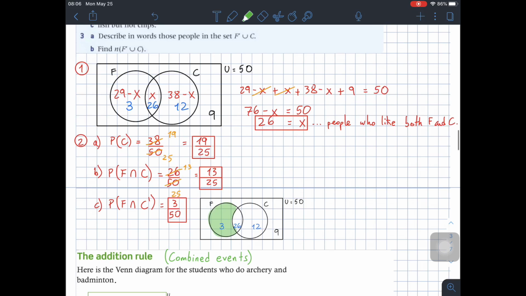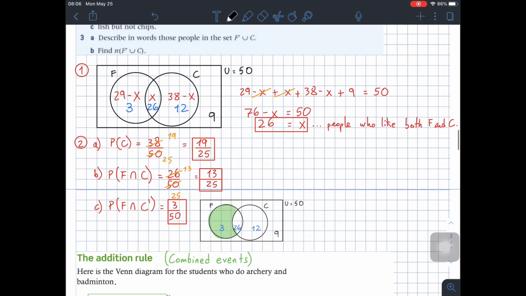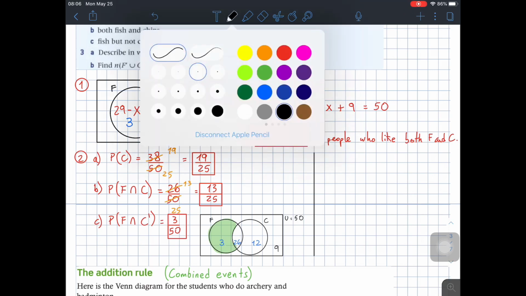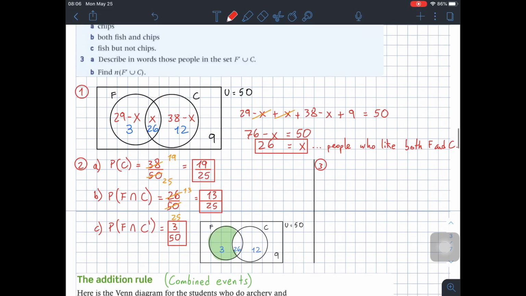Finally, we have a part 3. Let me see if I can do it here. If I separate this, I hope I have enough space. Part 3. It says, describe in words part A, describe in words those people in the set F prime union C. How do we describe this in words? We're going to say it's the number of people who do not like fish or like chips, right?